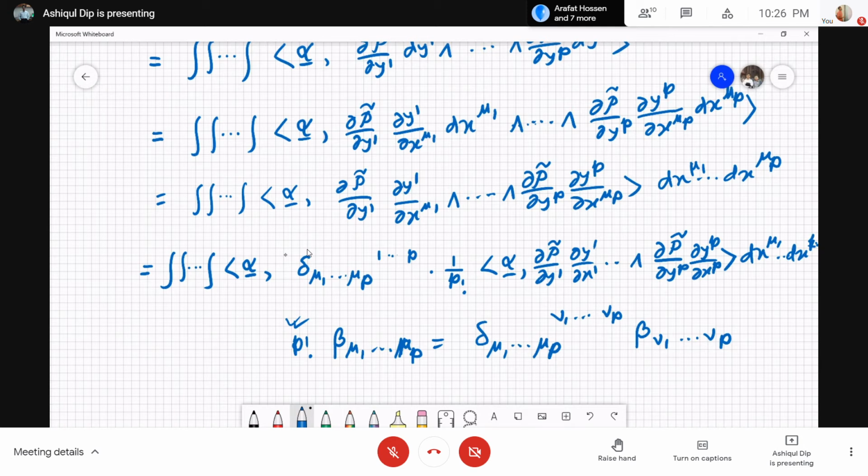Or no. Yes, this one is correct. Yeah, this one is correct. So I have 1 over p factorial over there, and I think then the way I substituted is pretty much correct, right? I think it's correct.